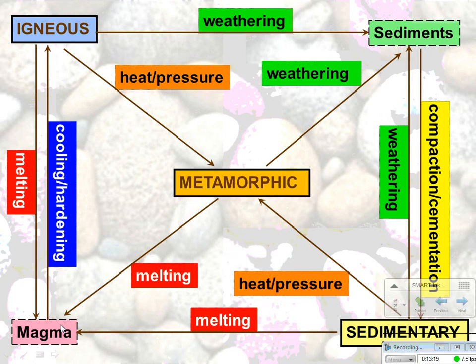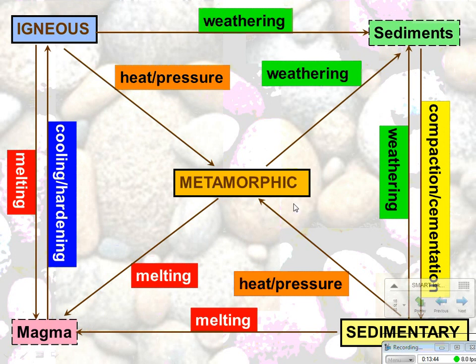So let's think about this for a minute. If we need magma, you're going to melt something. Whatever you're doing, you're melting in order to get to magma. If you're trying to get to sediments, you're going to weather in order to get to sediments. If you're trying to get to a sedimentary rock, you have to compact and cement those sediments.